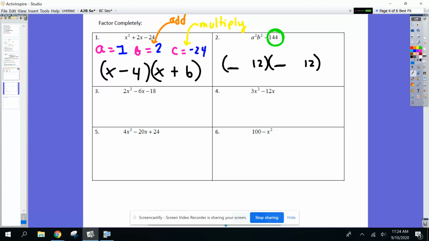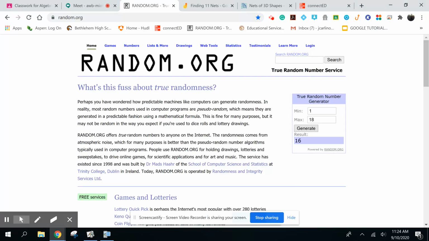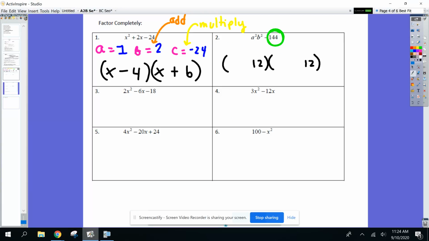So I'm going to turn that over to you. What could I put in those 2 blank spots to get a squared, b squared, and they've got to be the same? Here we go. 16 here. 16. Let's go all the way down. Catherine, what do you think I could put here?